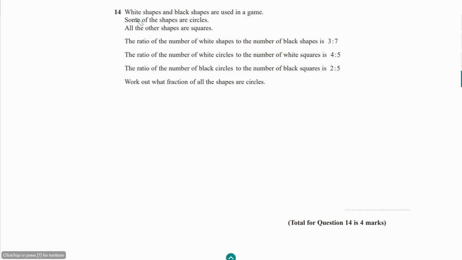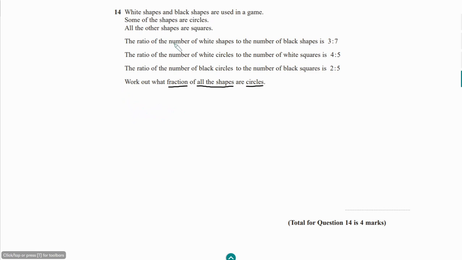Question 14. White shapes and black shapes are used in a game. It's not really necessary, it's a game, but it's about the shapes and everything. Some of the shapes are circles, all the other shapes are squares. We are given some ratios and need to work out what fraction of all the shapes are circles. So it's a pretty complex question. I was thinking for a little while how to show the best way to work it out. Maybe it's not the best way, but it's the way I liked the most, so I'm going to proceed with this.